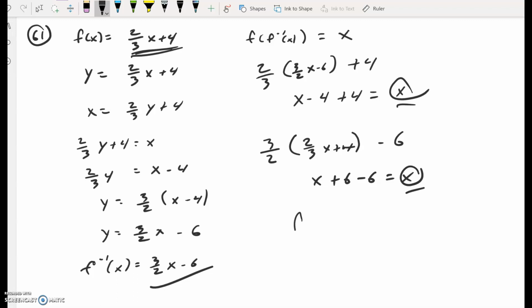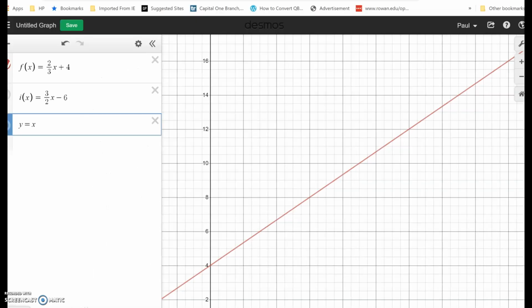So if you take an x value and put it into a function and get an output, the inverse function will take that output and get you back to x. And that's what we're finding here. It did say to graph this, so let's go to Desmos and graph our results.